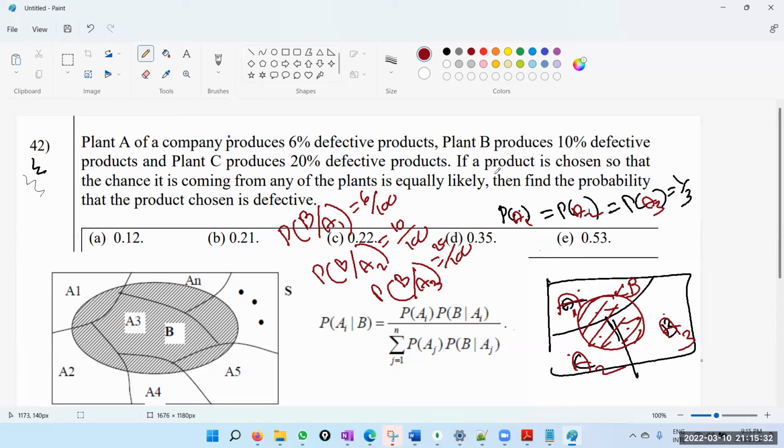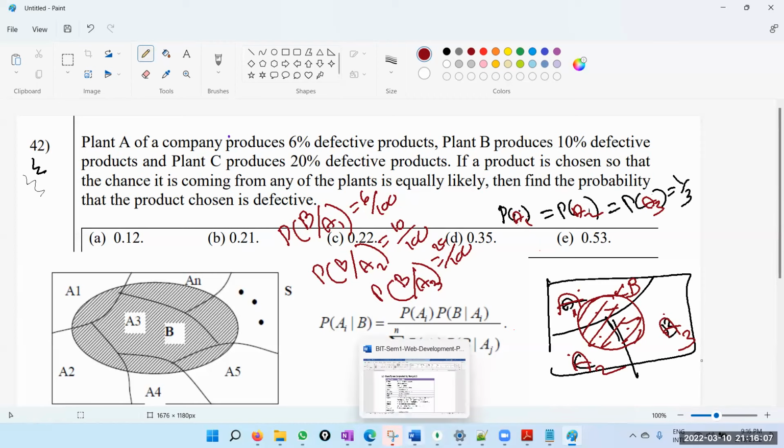If a product is chosen, the chance of it coming from any of the plants is equally likely, that is PA1, PA2, PA3 is 1/3. Find the probability that the product chosen is defective. Right? Product chosen is defective. That is not Bayes theorem. That is total probability law. Total probability law is not mentioned in your syllabus. Right.